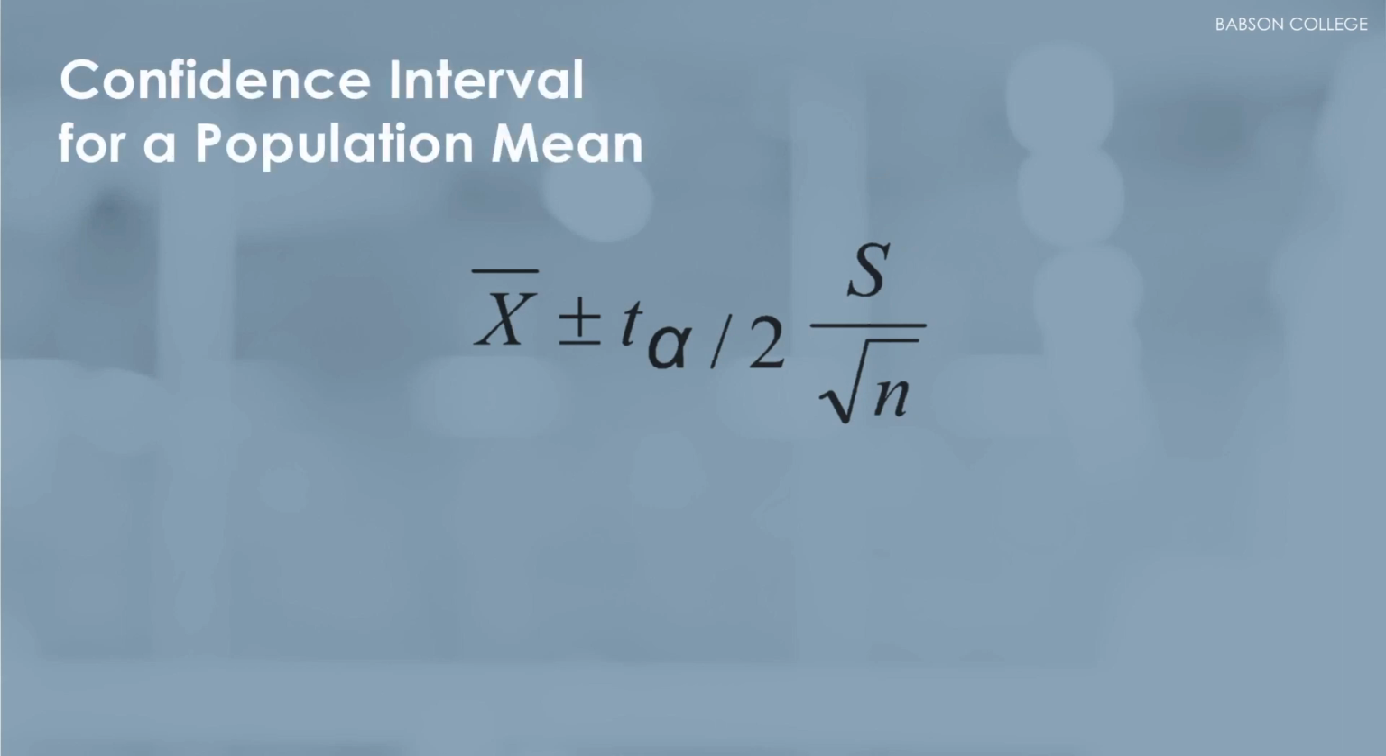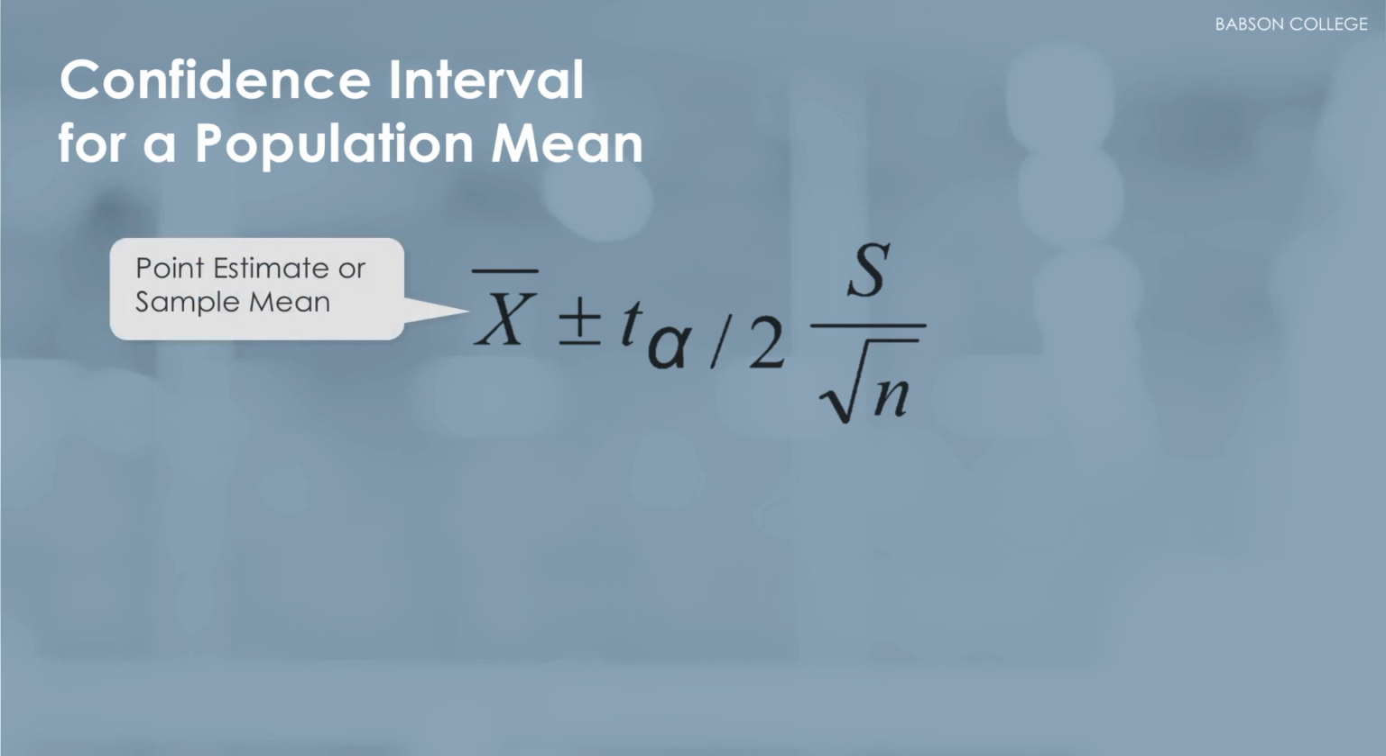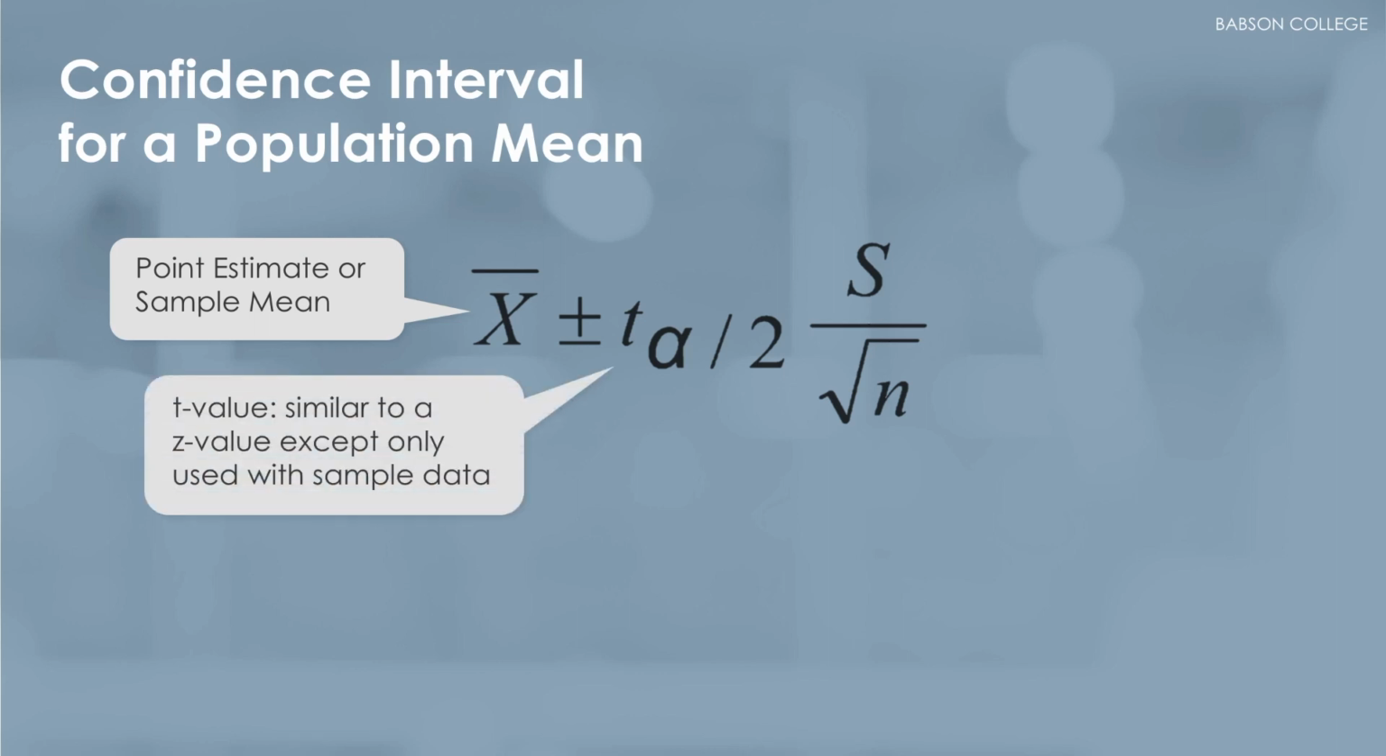We will start with the formula for a confidence interval for a population mean, as you can see here. The point estimate for this interval is the sample mean, or x bar. It should make sense that our sample mean is our best estimate for the population mean. Our next input is our t-value. A t-value is very similar to a z-value, except that it takes into account the fact that we only have sample data to work with. So it allows for a little bit more variation than the exact z normal distribution.